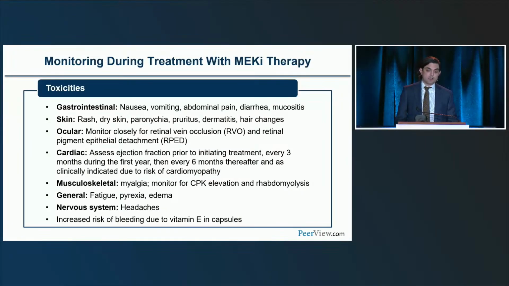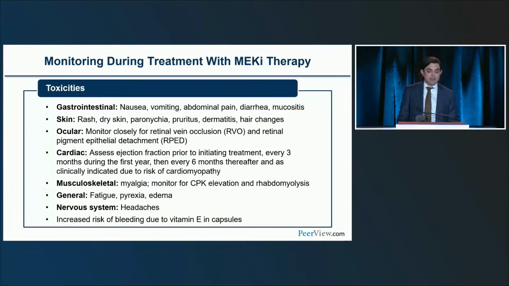So toxicities that are very common are GI and skin. A lot of patients will develop a skin rash. The skin rash and paronychia and other problems are a little bit different pediatric versus adult patients. So if you're treating a young kid versus a 16, 18-year-old, the adverse events might be slightly different.